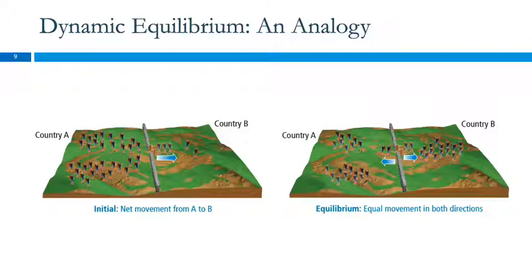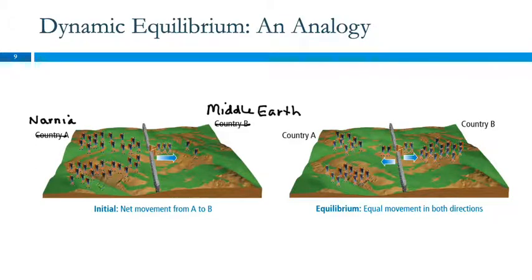So this is an analogy. And now it's labeled country A and country B. I don't know if the publisher or something got in trouble or what, but it used to be called Narnia and Middle Earth. And I just thought that was more fun. So here's Narnia and Middle Earth. Here we have Middle Earth is very, very sparsely populated, and there's a whole bunch of people in Narnia.